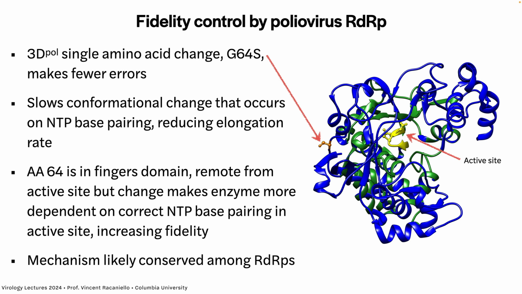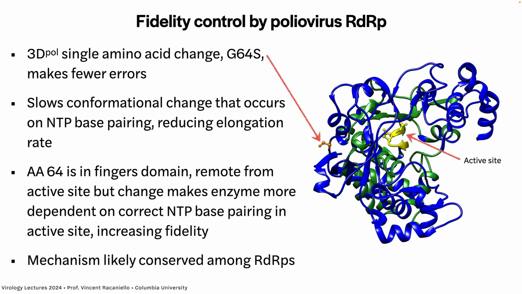So if that happens very quickly, you may make a mistake, and this position somehow regulates that. So it makes the enzyme more dependent on correct NTP base pairing in the active site. And so basically, if you change G64 to S, it becomes better at finding the right conformation, and you make fewer errors.